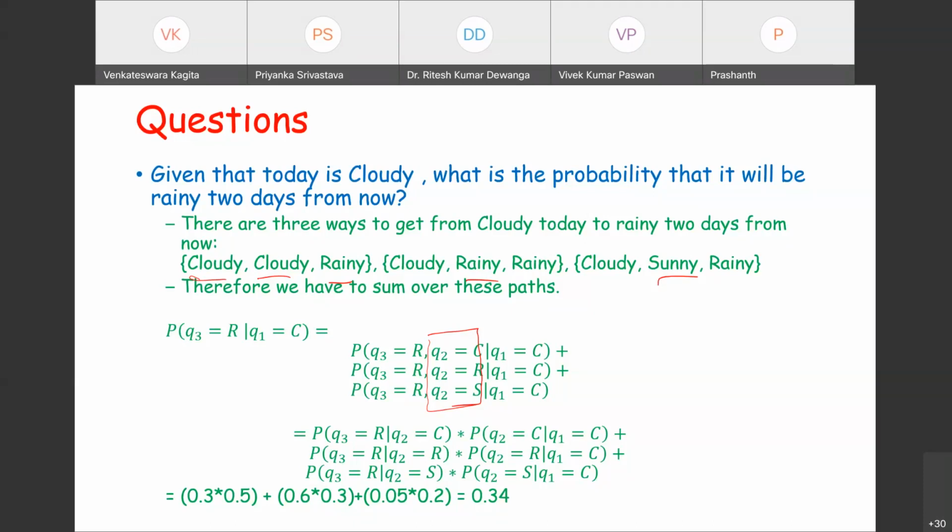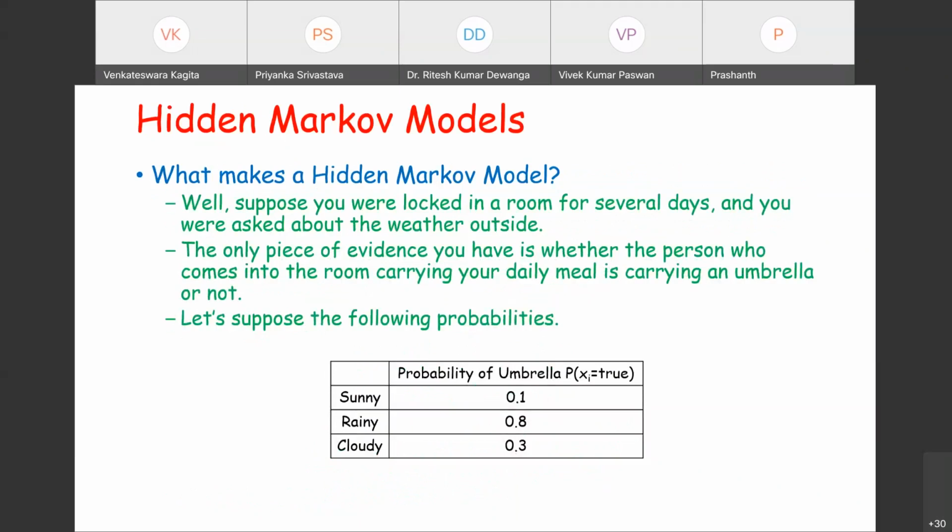Okay, all right, so let's proceed. So now the question is, these are all the Markov models. What is a hidden Markov model, and what makes the model hidden? So let us see that. We have seen Markov models and how to estimate the probabilities using Markov models and Markov assumptions. Now the question is, what makes the Markov model hidden?